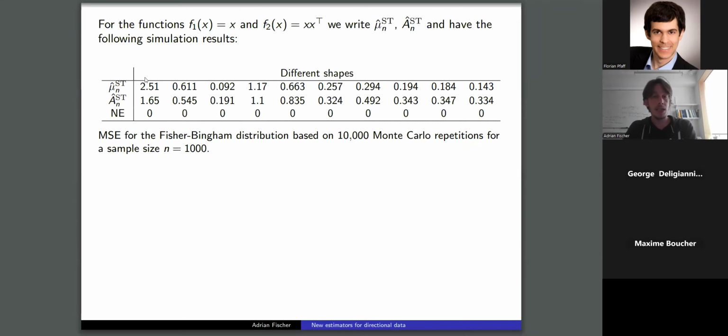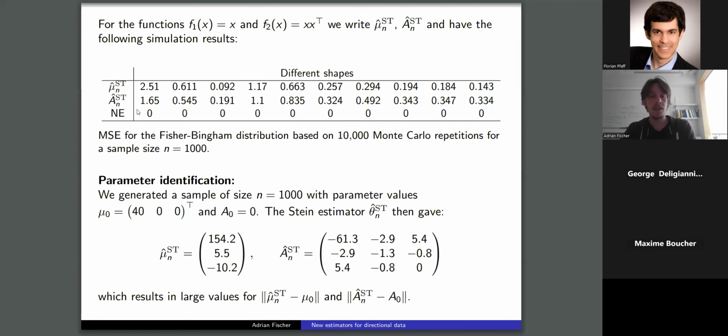What we did note are quite high values here, especially in the first column. And then we investigated that a little bit further. And as it turns out, there is some kind of parameter identification problem. So in order to clarify that, when we generated a sample with size 1000 with the parameter values mu 4000 and A just the zero matrix, then we got the following results for our Stein estimator. So these are the two estimates, and you see those are very different from the true parameters. So they would result in very large values for the respective MSEs.